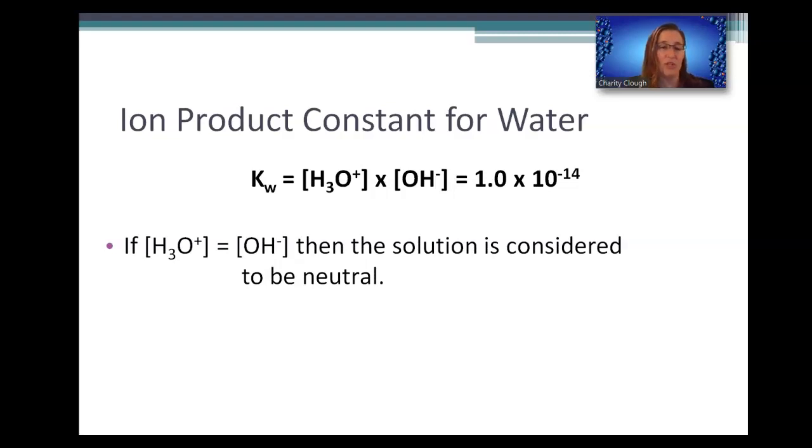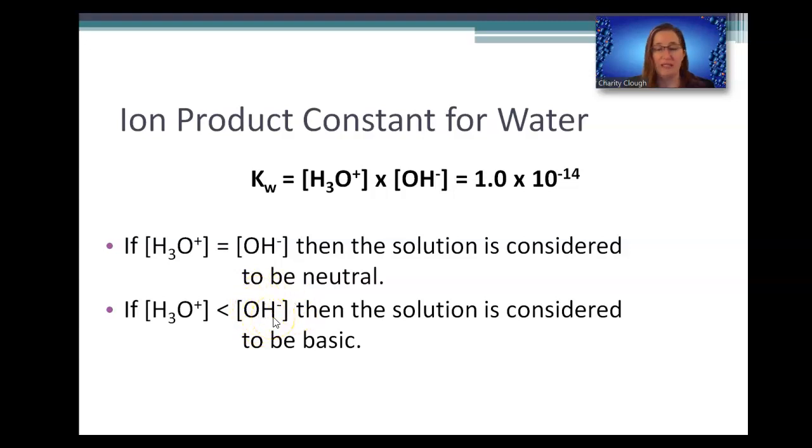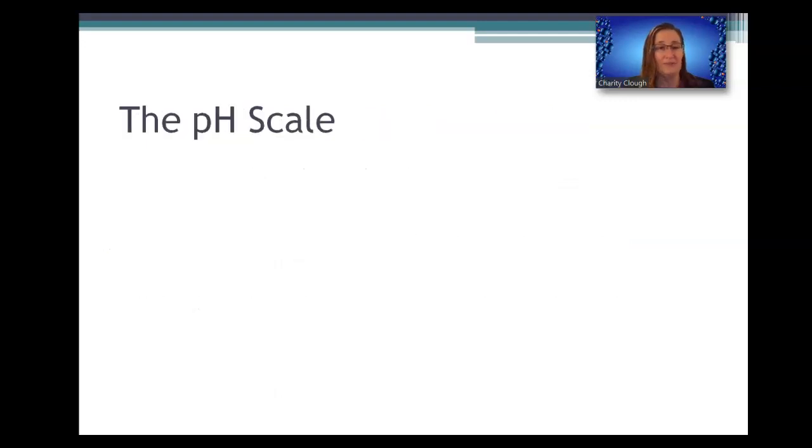Basically how it works is when those two concentrations are equal, you know that you're going to have something that's neutral. If you have a greater concentration of the hydroxide ion, that tells you it's a base. And if you have a greater concentration of the hydronium ion, that tells you that the substance is acidic.